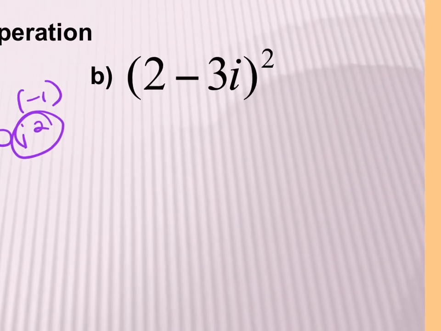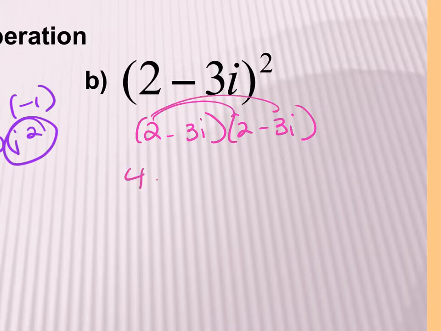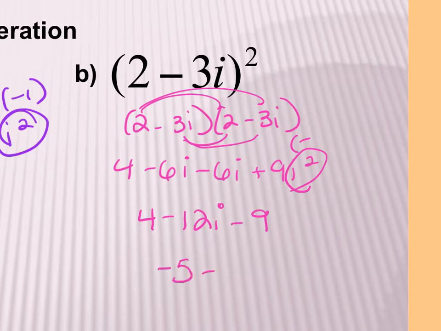All right, B, 2 minus 3i squared. So this is 2 minus 3i times 2 minus 3i. 2 times 2 is 4. 2 times negative 3 is negative 6i. Negative 3i times 2 is negative 6i. Negative 3i and negative 3i is a positive 9i squared. 4 minus 12i plus 9 times a negative 1, which becomes minus, excuse me, minus 9. And I get negative 5 minus 12i.